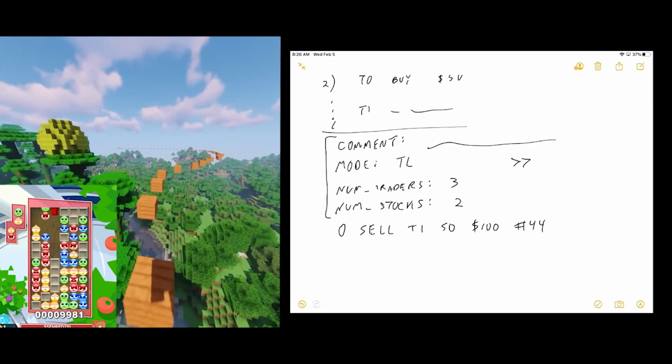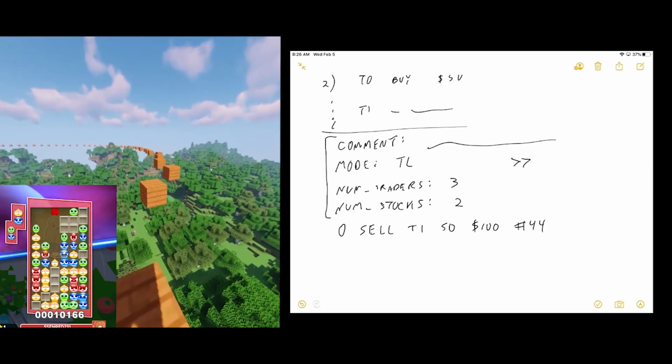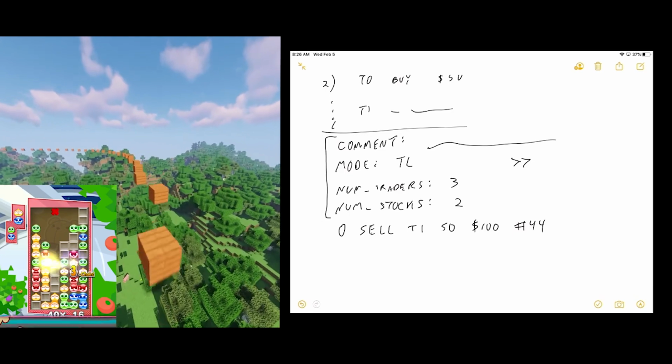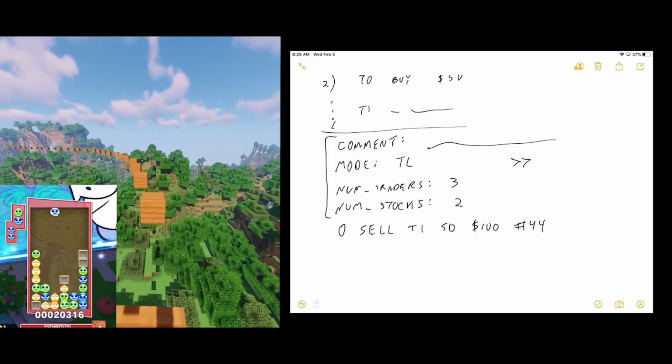Okay, so we've got those read, and now at this point I could say, oh, I need a vector for my stocks. It's got to be size 2. Traders, do I need a trader vector? Depends on whether trader mode is on.